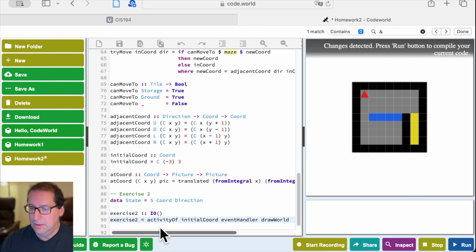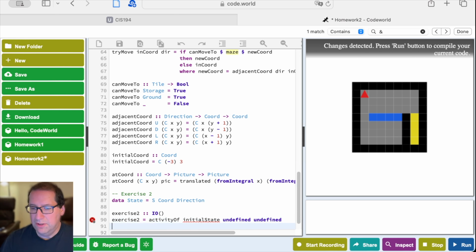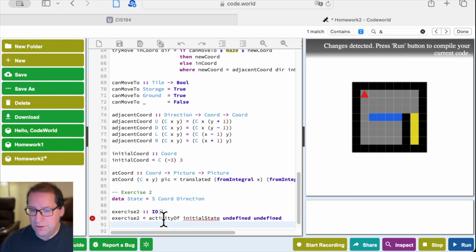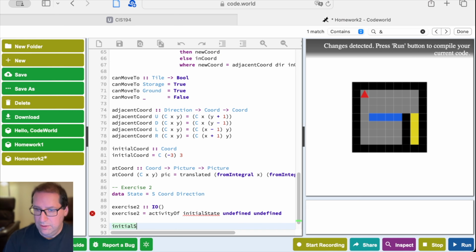Okay. And instead of initial chord, we're going to have an initial state. Oh, I can't do that, can I? Call that undefined. Let's do these things one at a time. Instead of initial chord, we're going to have an initial state. Initial state is just a state.